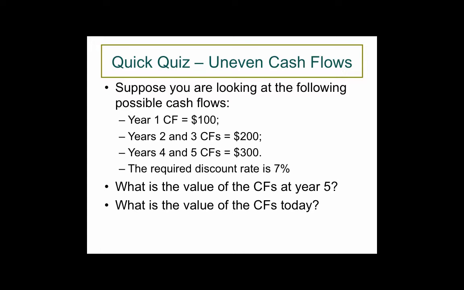Suppose you're looking at the following possible cash flows. Year 1, cash flow is $100. Years 2 and 3, it's $200, and years 4 and 5, it's $300. The required discount rate is 7%, so that would obviously be your I button. What is the value of the cash flows at year 5? What is the value of the cash flows today? Alright, so this can be somewhat tricky depending on how you want to go about doing this.